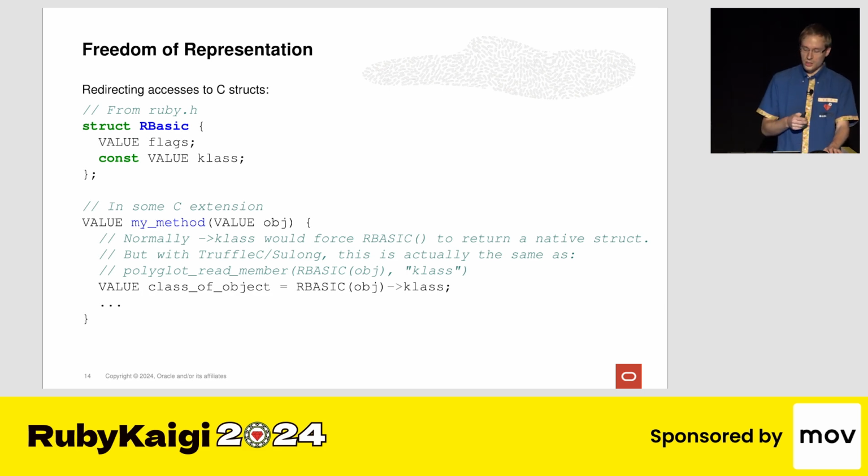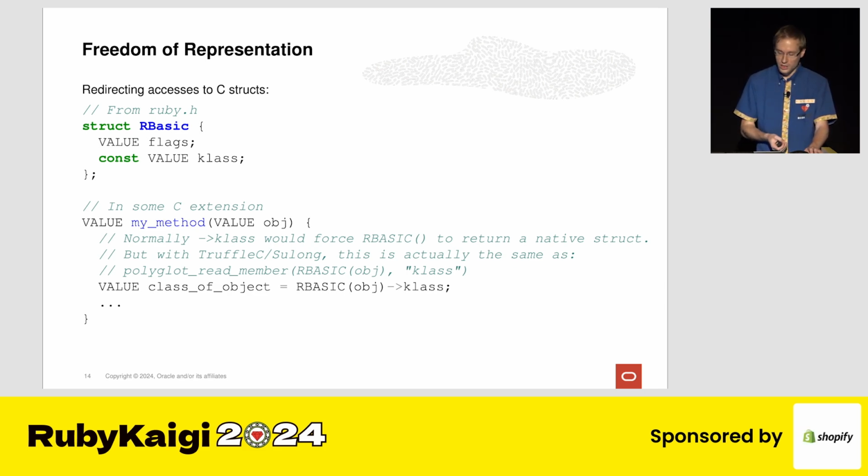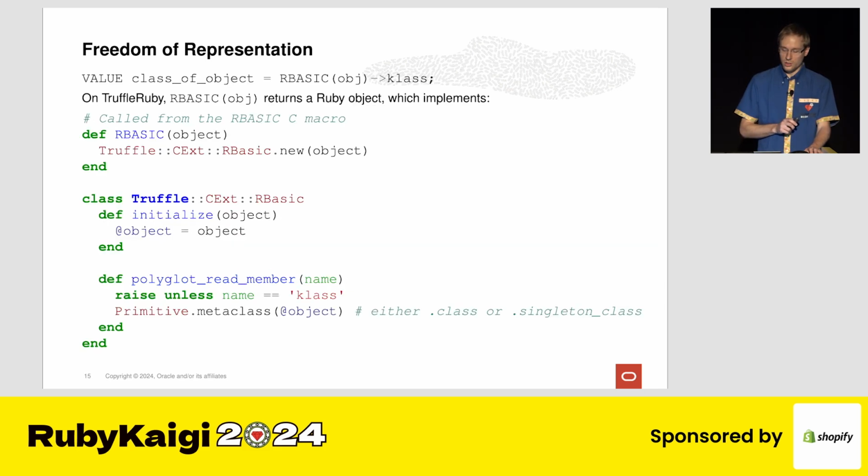And so the way this is done is that RBasic in TruffleRuby will not return just a native struct, it will return some kind of object. And Sulong will understand that, and when we do arrow class on it, it's going to send an interop message, a way to talk to other languages. And it will say, hey, I'm reading member class out of this. So this is the implementation in TruffleRuby.